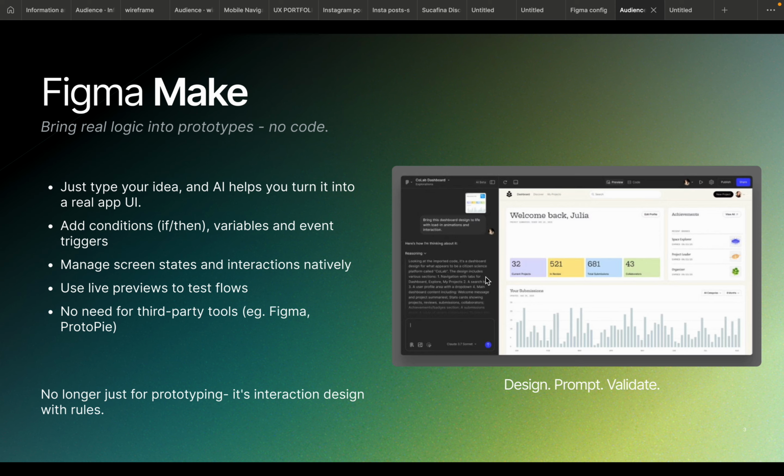what is happening live in the app. So those things we can just see. It's not just about prototyping, it's interaction design with rules. So that's what we have been discussing. Like it's going to be the interactions with the static UI image which we have uploaded. So this is about Figma Make.